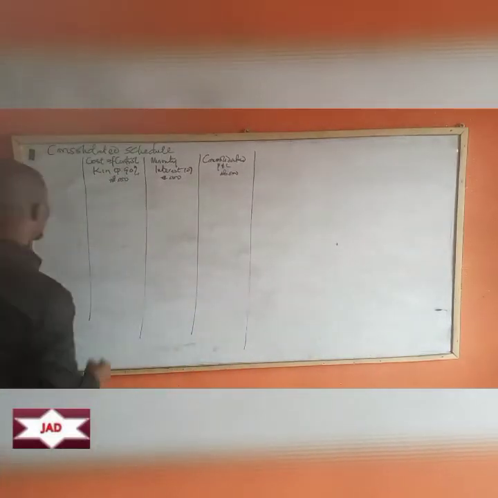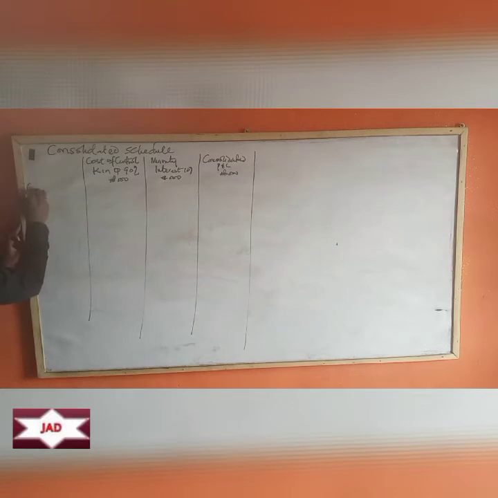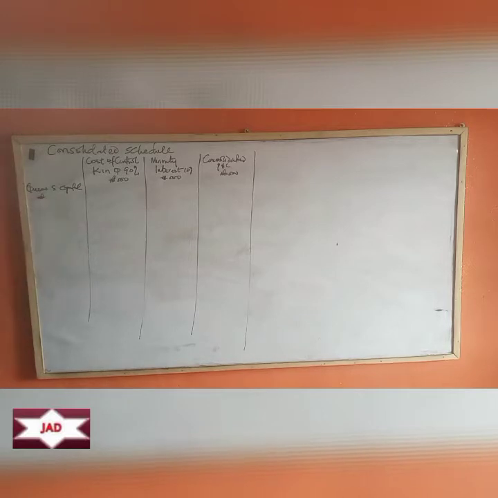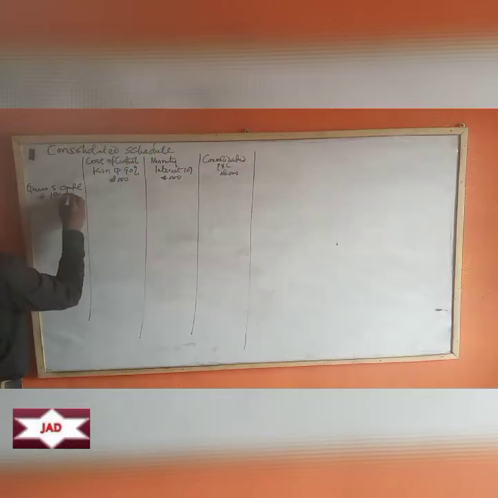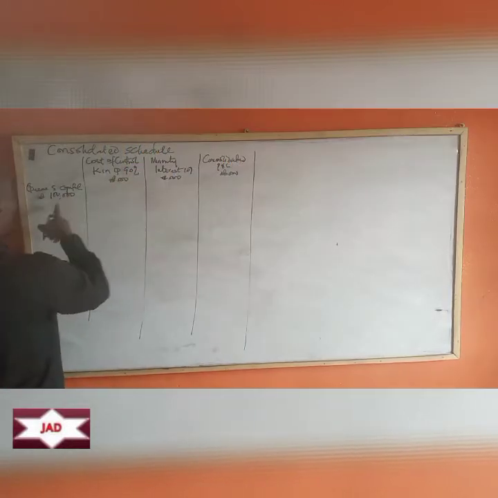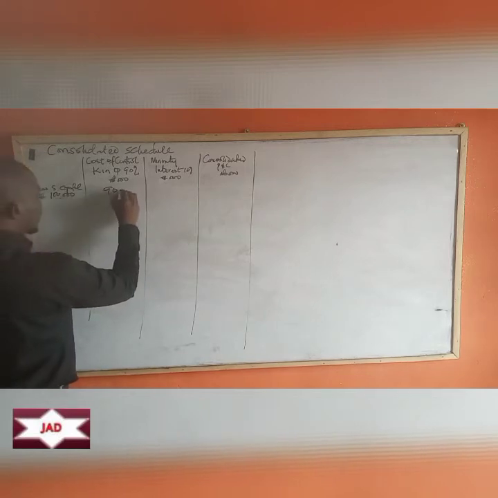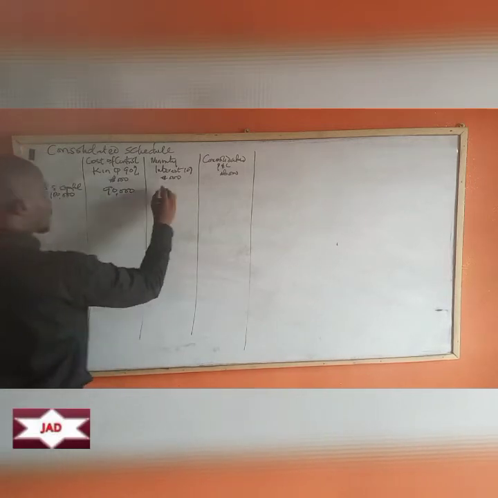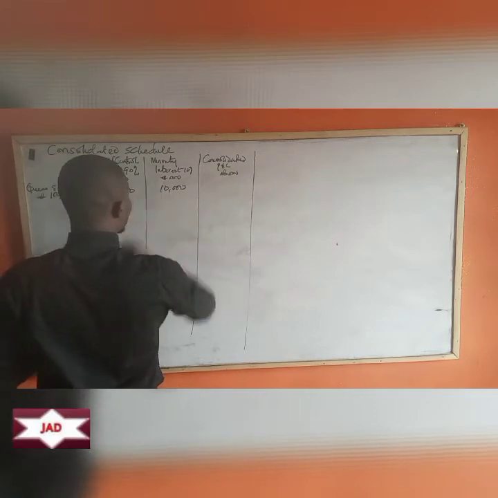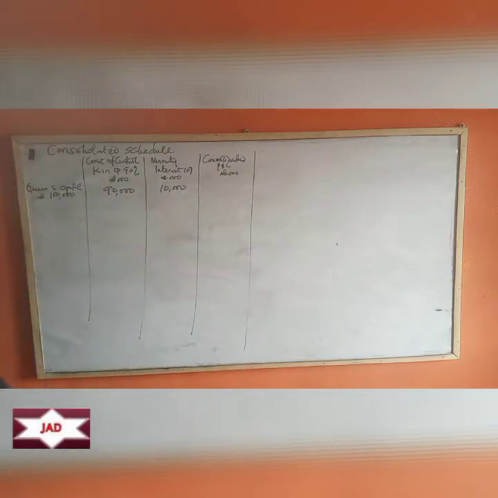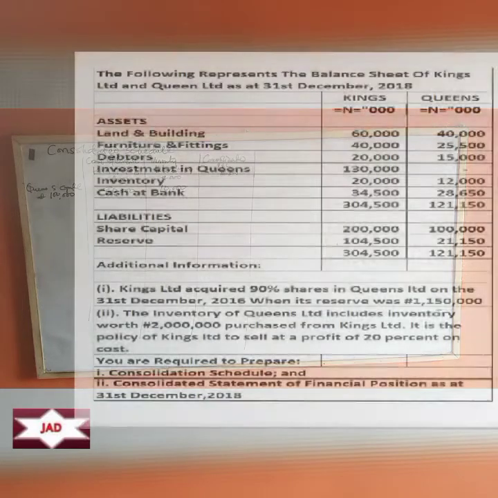So first things first, we have Queen's share capital. I think that one is how much? 100 million. So that's 100,000. So we have 90% of this. That's 90,000. Then 10% here will be what? 10,000. Right? Okay. So the next one now is reserve.